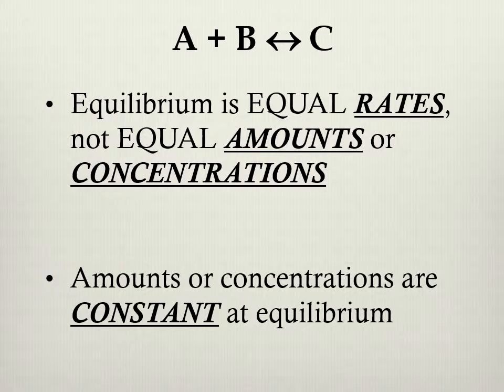And the amounts of the reaction products don't change. So we don't see an overall change. They're going to be constant. The whole definition of equilibrium is that as soon as some of the A and B turn into C, the same amount of the C turns back into A and B. So you don't see an overall change in the amount of anything.